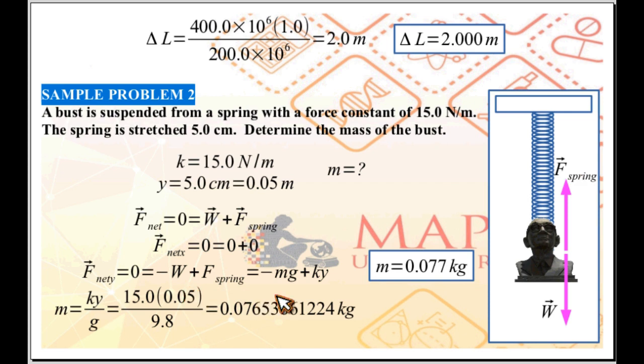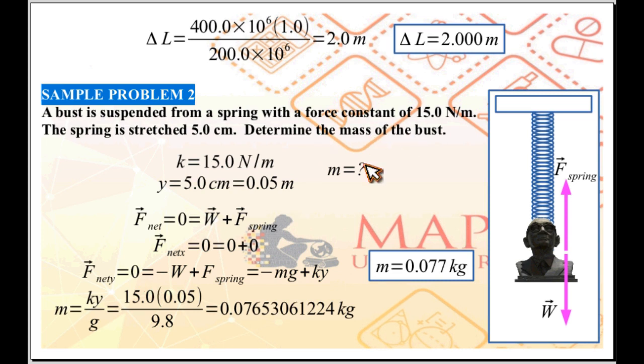Weight magnitude is just mg, so we have minus mg. F spring, the magnitude of the spring force, is just given by kx, or in this case, ky. Minus mg plus ky is equal to 0.